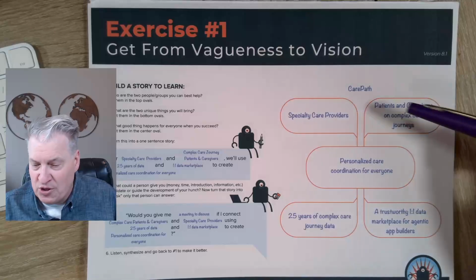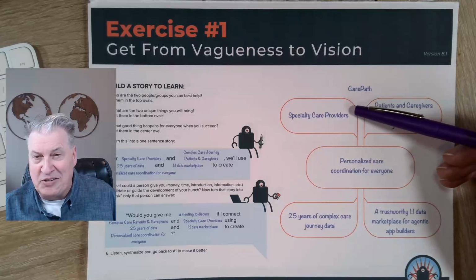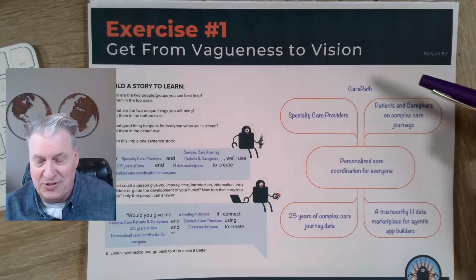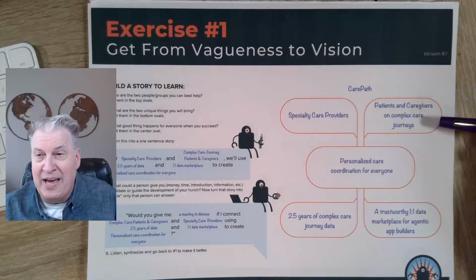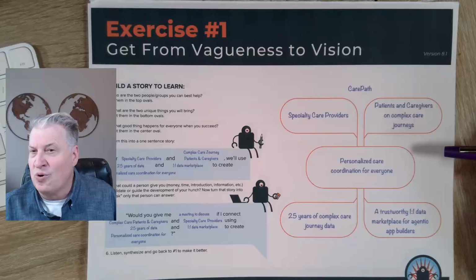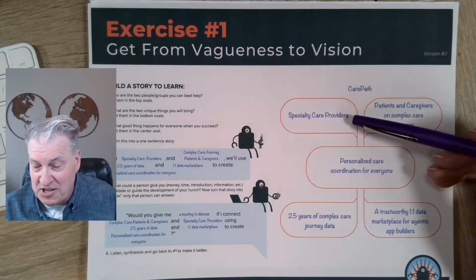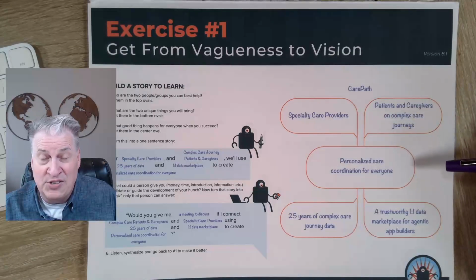They know that those providers that they're already serving, that they have lots of instances of people using this in specialties like dermatology or orthopedics or all kinds of different specialties. What they know from that is that there are patients and the caregivers of these patients, so the spouses or partners or home health aides or family members or whoever, that are on complex care journeys with some of these people. And so CarePath is bringing them together.